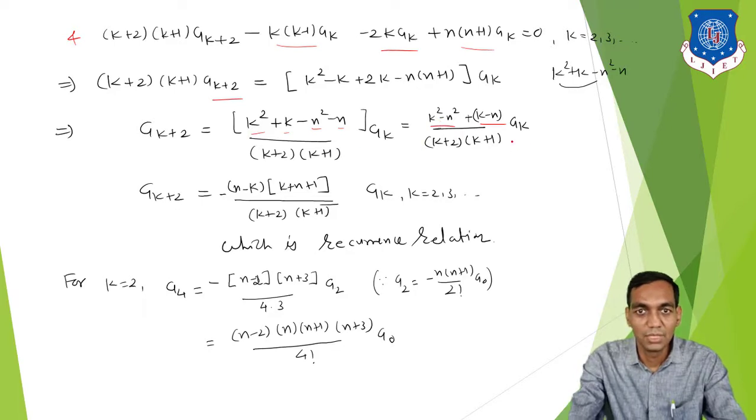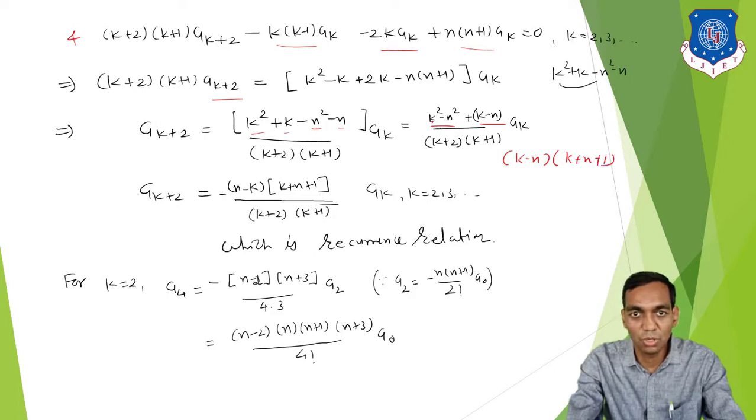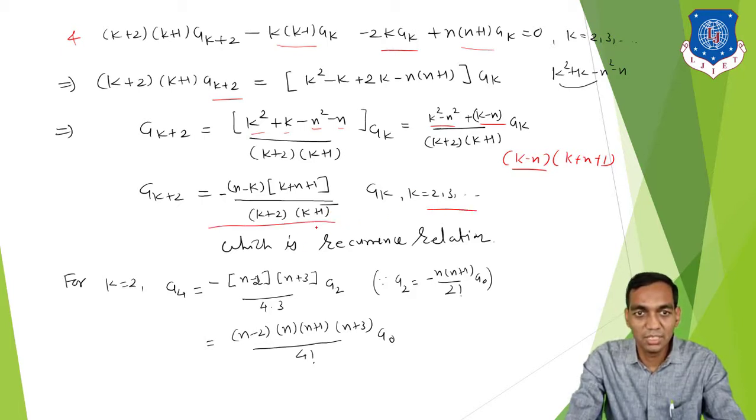So you have k minus n into k plus n plus 1, because we are going to common out k minus n. And common out minus from this one, that will give a of k plus 2 is minus of n minus k into k plus n plus 1 divided by k plus 2 into k plus 1. Now here k is running from 2. So this is your recurrence relation.